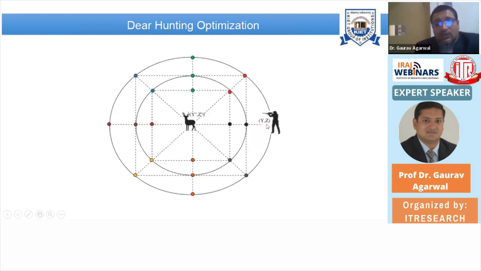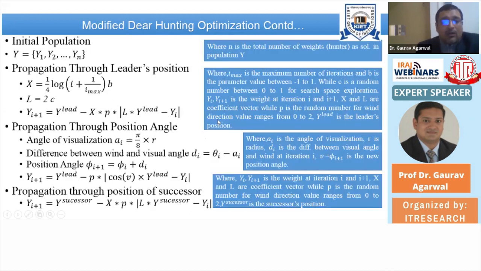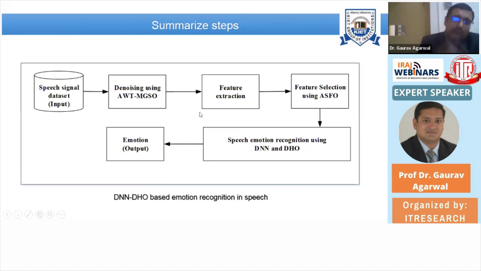If these are the coordinates associated with the hunter, then the best coordinates will be Y star, Z star. Whether the leader reaches these coordinates through the propagation angle, or the successor reaches this coordinate through the propagation angle, the one who reaches this coordinate is the one who hunts the deer, else it will not be hunted. On the basis of this, we have applied the complete technique, and the complete concept which I have explained till now is represented with the help of this diagram.